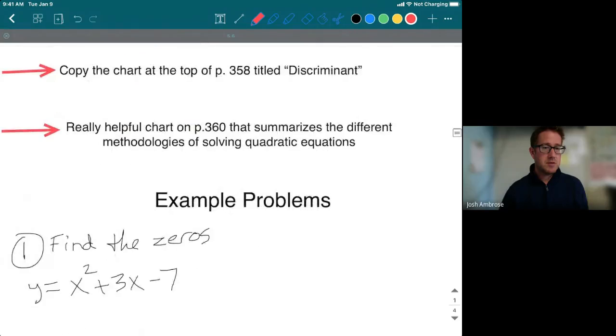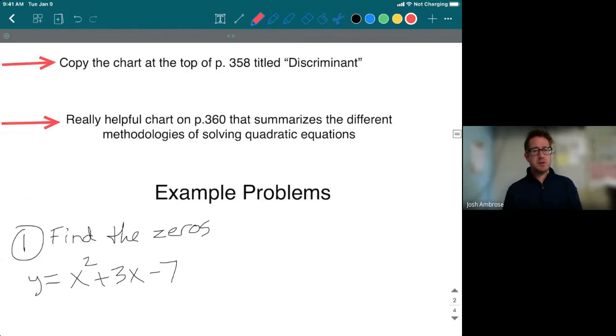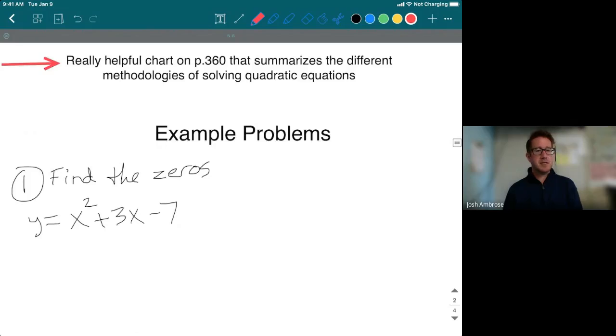Copy that chart on page 358. That's the discriminant chart. It's going to give you a little bit more detail. And if you look a couple pages over on 360, this summarizes every different methodology, in other words every different style to solve for a binomial or a trinomial, basically polynomials in general. If you can understand, if not copy, that chart, it's going to give you every different option, whether we're solving using square roots, completing the square, factoring, or using the quadratic formula. Those are all the different ways you can solve these types of problems.